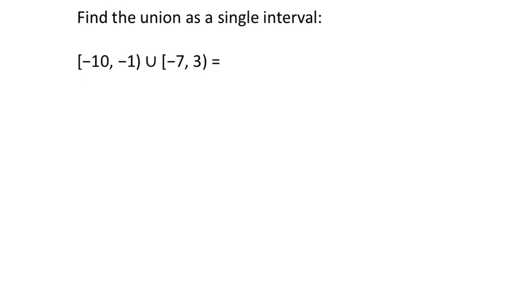All right, we want to find the union as a single interval. How do we know it's a union? Because they got a U right there. As a single interval, well, this, again, to me, I think this will make better sense on the graph. So let's have a bigger graph than that, though.